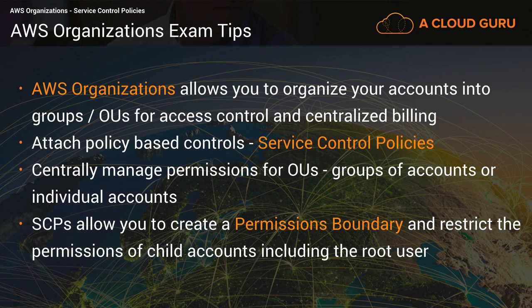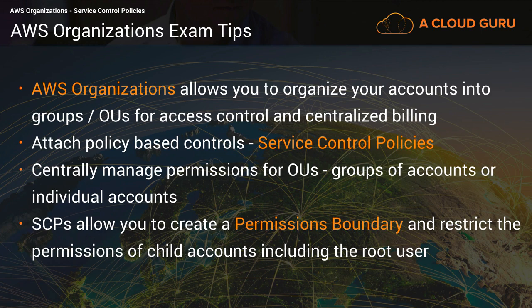So moving on to some of our exam tips. Just remember, AWS Organizations allows you to organize your accounts into groups known as organizational units, and it allows you to centrally manage access control and billing as well. You can attach service control policies, and these allow you to centrally manage your access permissions for organizational units, so groups of accounts within the same organizational unit, and for individual accounts as well. And finally, remember that service control policies allow you to create a permissions boundary, so they can be used to restrict the permissions of all child accounts underneath the organizational unit to which they are attached, including the root user.